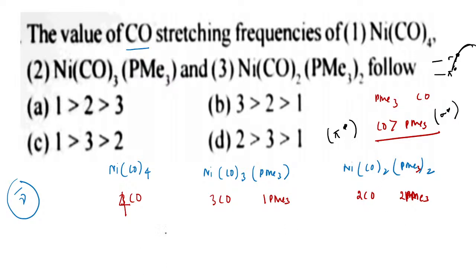Okay, so next thing over here, we have four CO ligands and we have one PMe3 and two PMe3 ligands. Okay, so if I'm just going from this complex to this complex, so pi accepting tendency is decreasing.